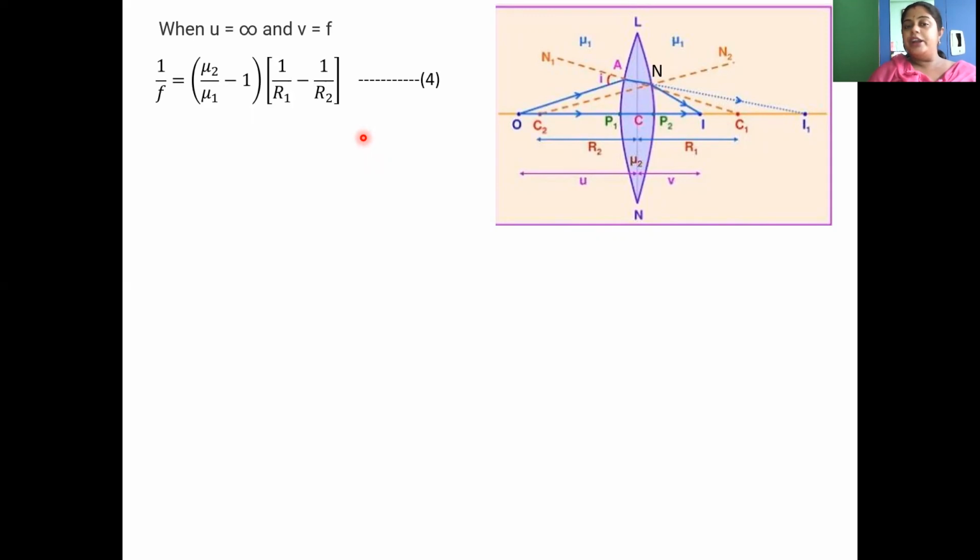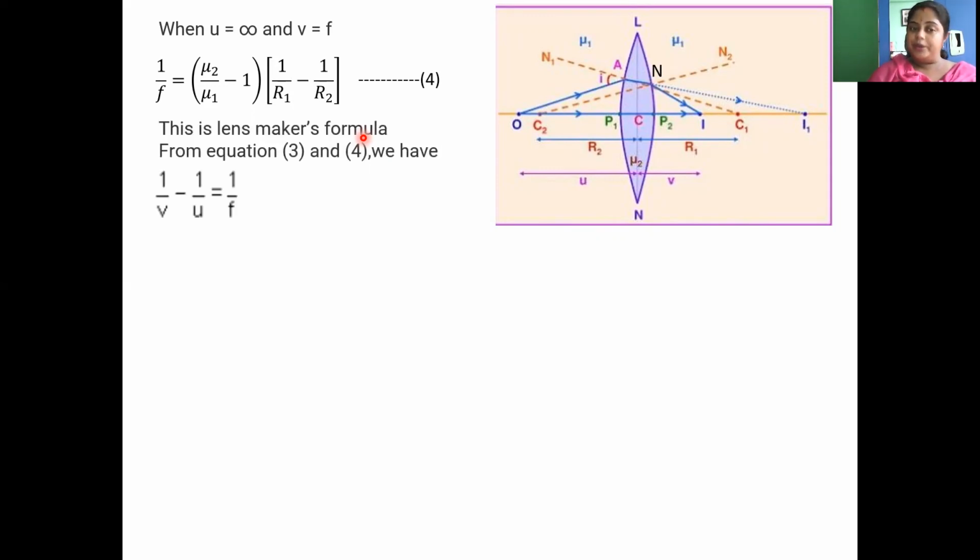Now, from equations 3 and 4, we can compare, and you can see the right hand sides are equal. So you can equate the left hand sides, and you will get 1 by v minus 1 by u equal to 1 by f.